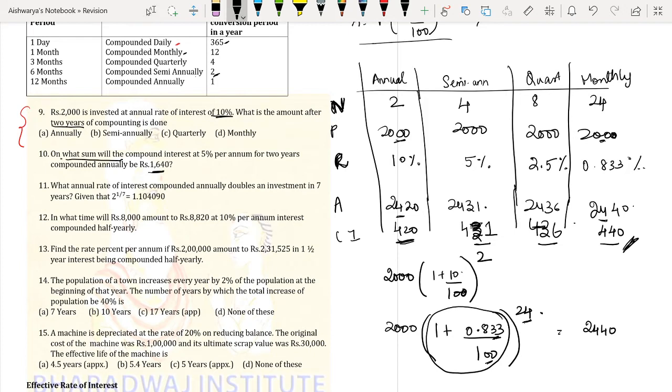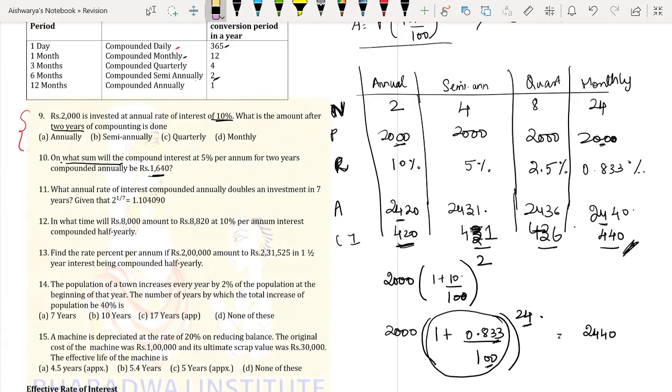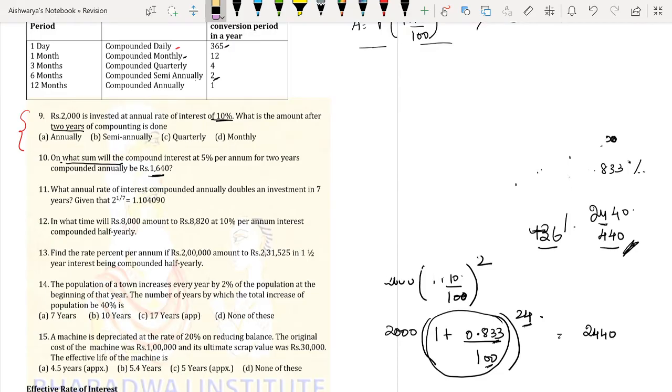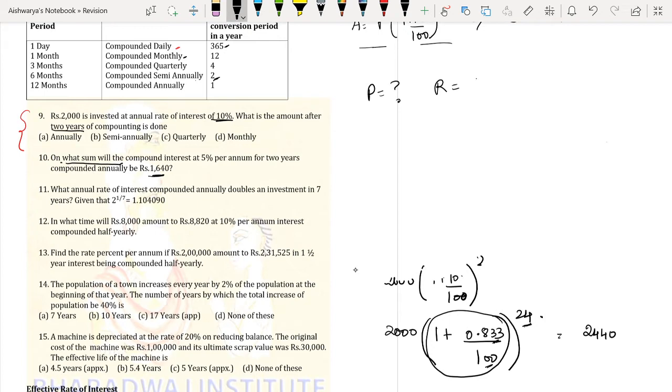The question is asking, on what sum will the compound interest be 1640. First of all, the sum means the principal is missing. Let me just erase all this. So your principal is a question mark, at 5% per annum for 2 years. R is your 5%, or you can write it as 0.05 from this place onwards. N is 2 years, compounded annually. So this is not an issue. CI will be 1640.